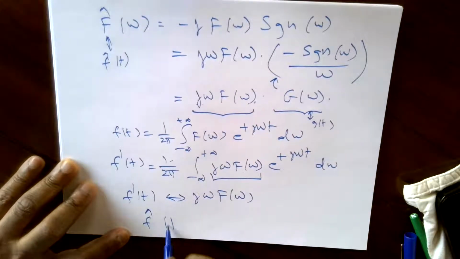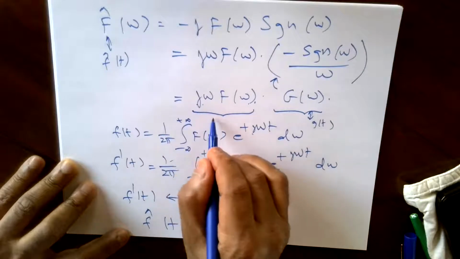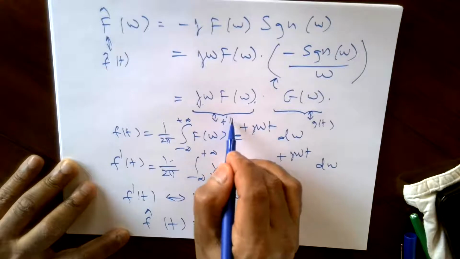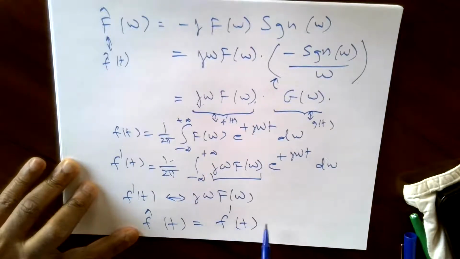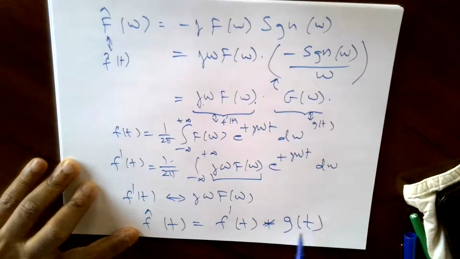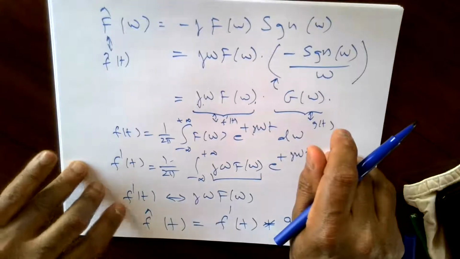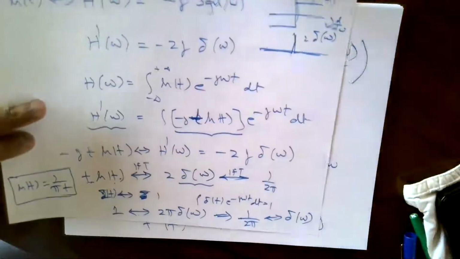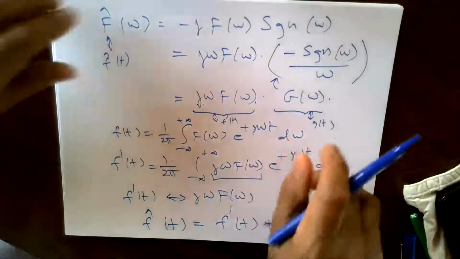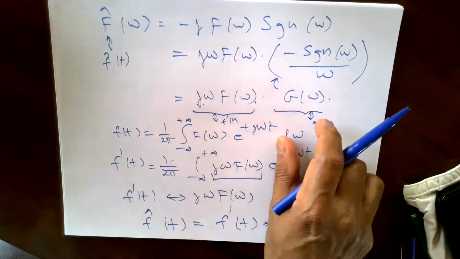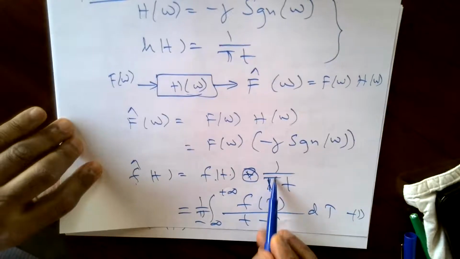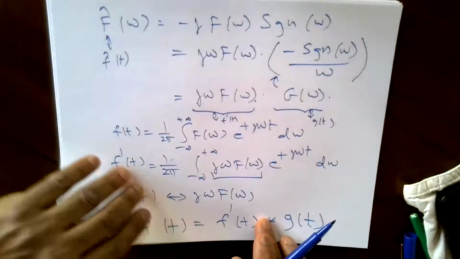So we have a new relation. F hat of t is the convolution of the inverse Fourier transform of this, which we just found out is f prime of t, so that is f prime of t convolved with G of t. So the only expression that I need to find out is G of t. And then we have a different way of computing this rather than through this expression, f hat of t is the convolution of f of t and 1 over pi t. But this will turn out to be useful.